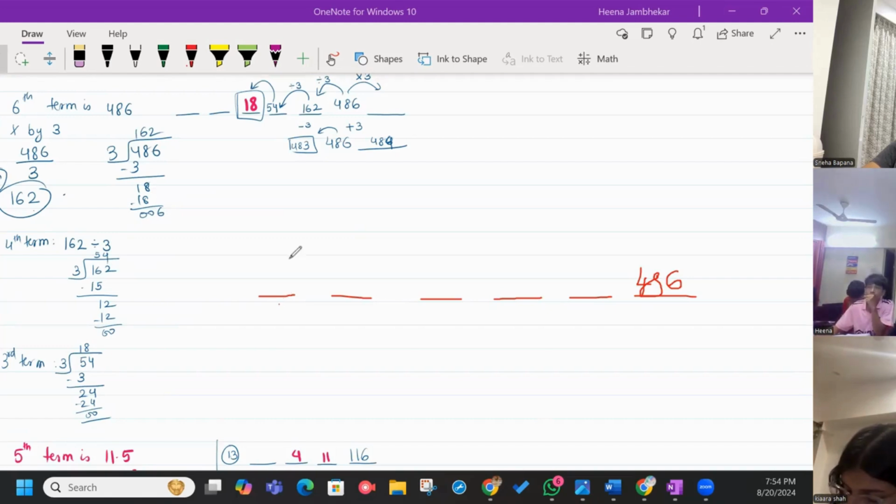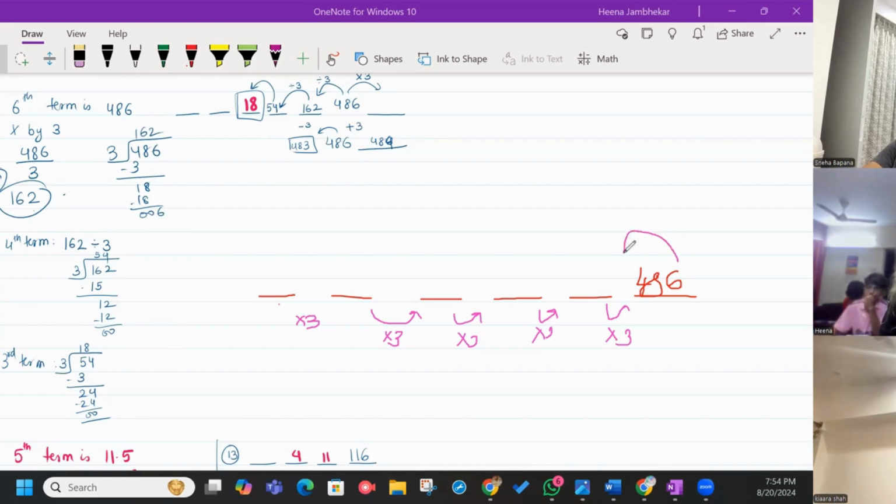So this means from this term to this term, what will you do? Multiply by 3. From this term to this term, again, multiply by 3. Again, multiply by 3. And again, multiply by 3. Now think, going forward we are multiplying, so going backward what will you do? Divide by 3. So 486 divided by 3, you'll get some answer. Tell me what's the answer? 162.